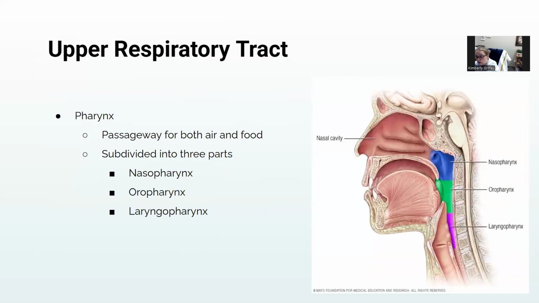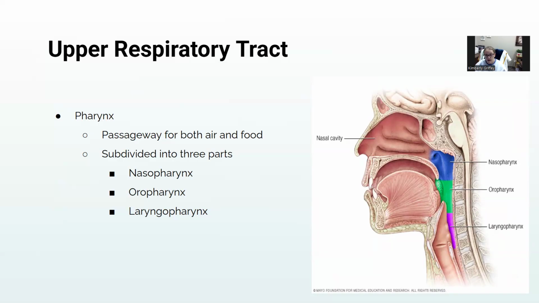Also in your upper respiratory tract is the pharynx. This is your passageway for air and food. You can also call the pharynx your throat. It extends from the base of the skull to the esophagus and sits in front of the vertebrae. So on this picture here, you see the nasal cavity that goes down into the nasopharynx, your oropharynx, and then your laryngopharynx. So this lines the vertebrae. And so your pharynx is subdivided into the nasopharynx, oropharynx, and laryngopharynx.